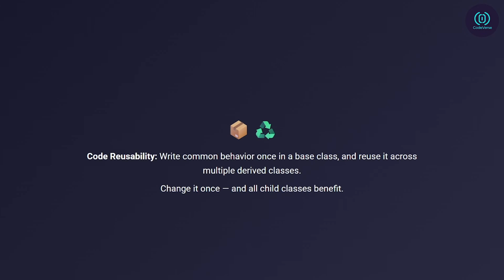First, code reusability. With inheritance, you define common behavior once in a base class and reuse it across multiple derived classes. No more duplicating functions or variables. Change it once, and it updates everywhere. That's a massive time saver and reduces bugs caused by inconsistency.